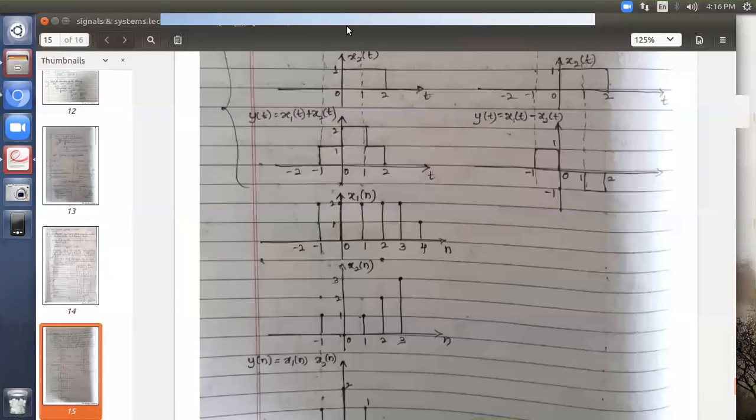Let me take one more example just to clarify how the addition occurs. In continuous time, we have seen two examples. Now let us see one more example in discrete time.